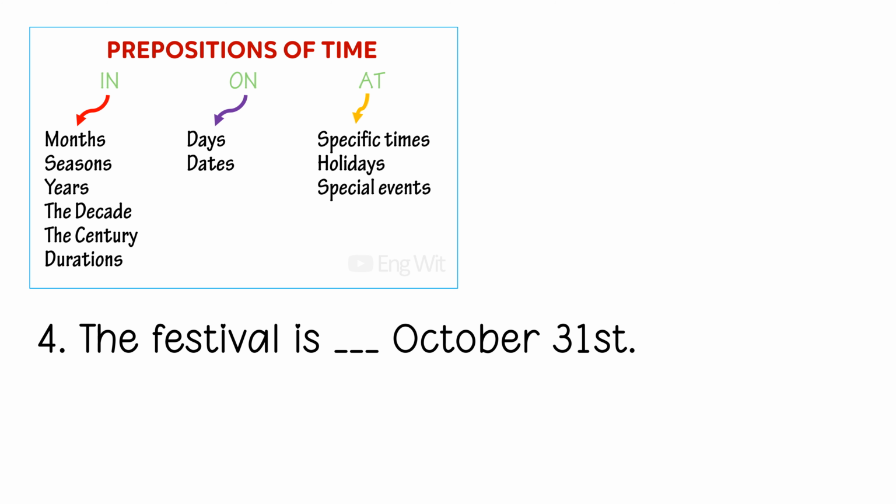The festival is blank October 31st. The time word in this sentence is October 31st. October 31st is a date. So, we use the time preposition on. The festival is on October 31st.